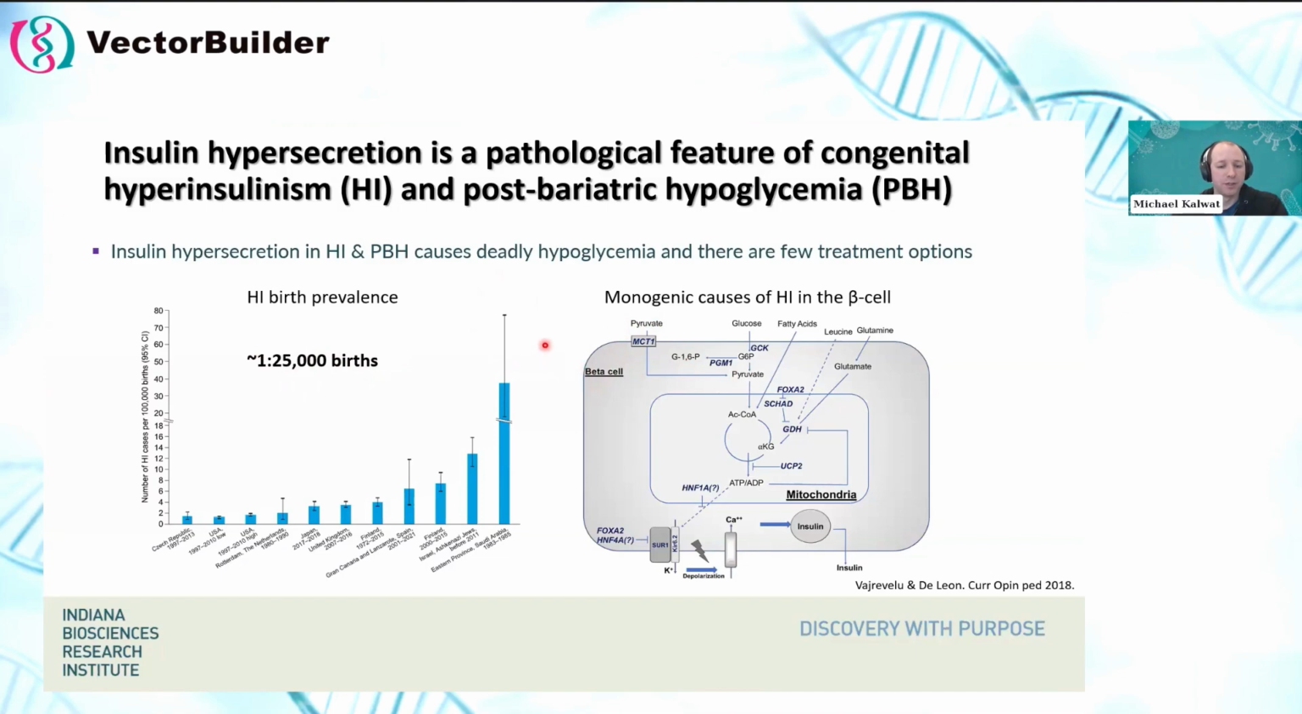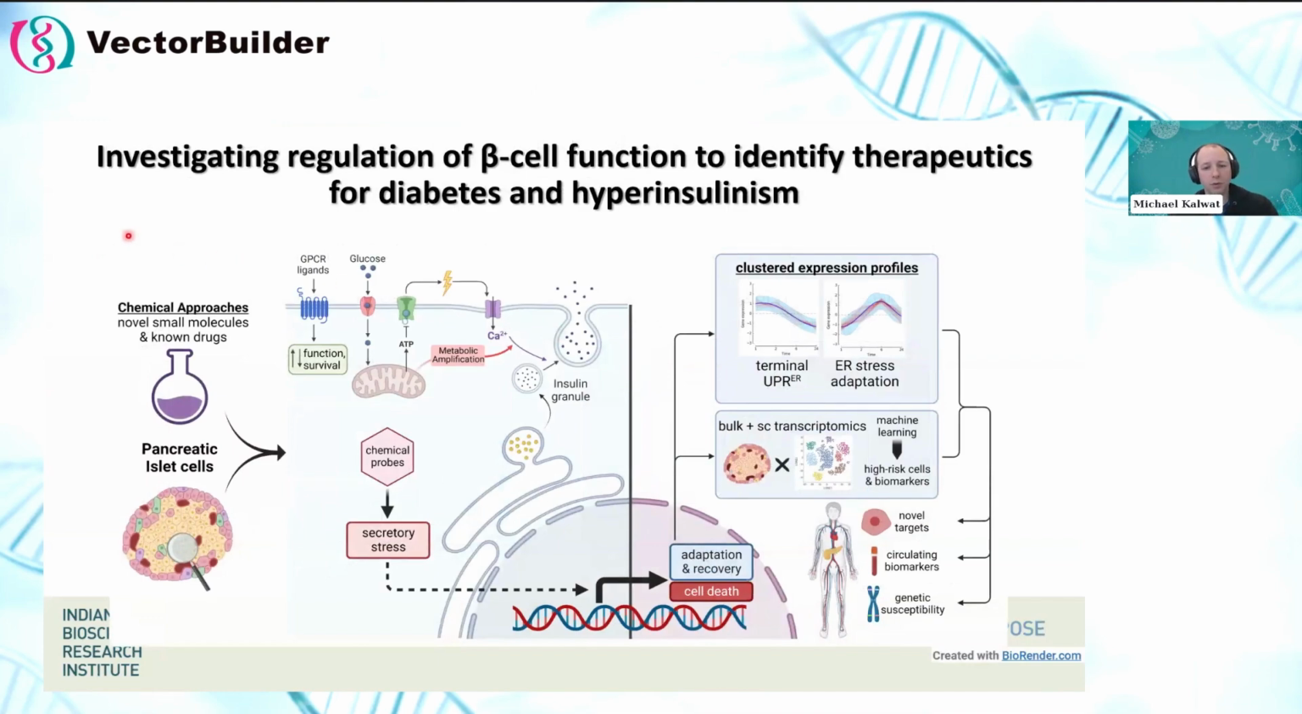So studying this rare disease not only helps us understand how beta cells work in general, it might also let us develop therapies for these patients. Overall, my lab is focused on beta cell function, and we take chemical approaches, and we use beta cell lines as well as primary islets from human donors. And we study these pathways that cause insulin secretion and that lead to various stress responses in the beta cell.